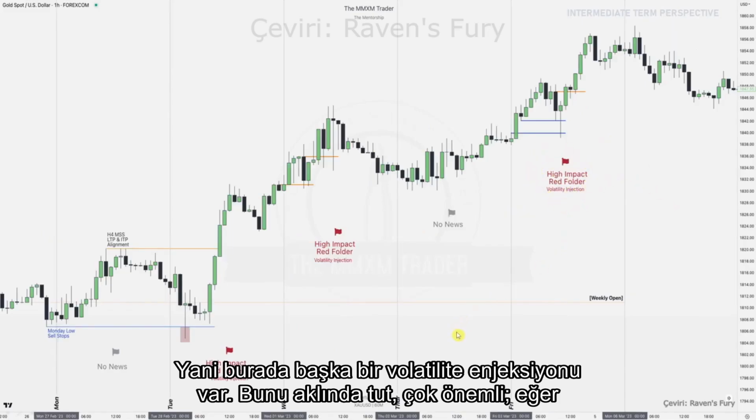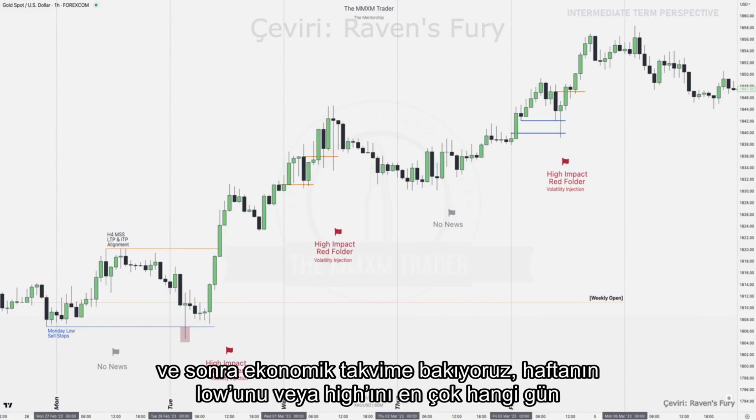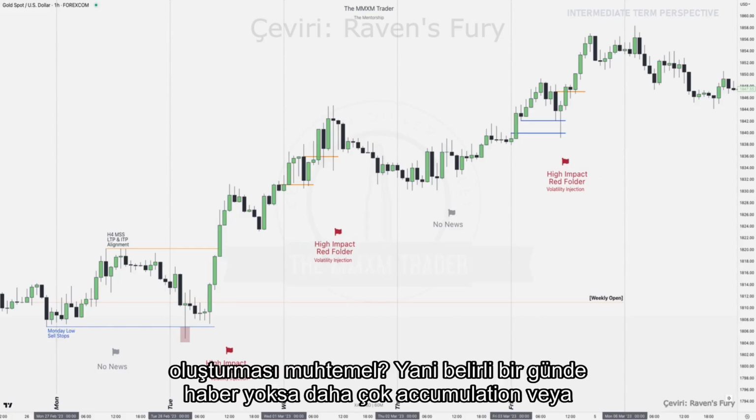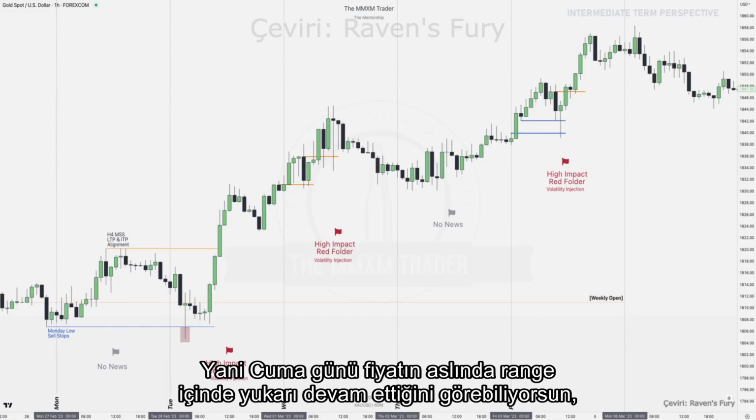So keep in mind, very important, if you're looking for your long-term perspective, your intermediate term perspective has to be in line. And then we look at the economic calendar, right? Which day is it most probable to create low of the week or high of the week, right? Without news on a particular day, you can expect more of an accumulation or consolidation day, right? And then we try to frame our setups on those days with the high impact red folder.